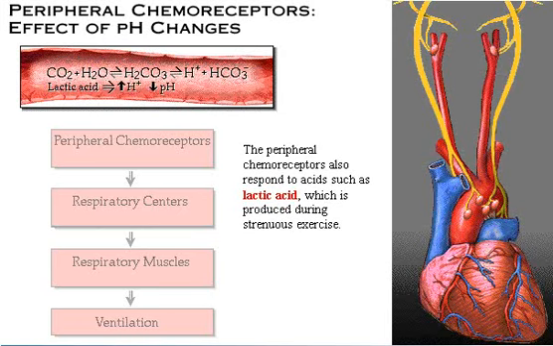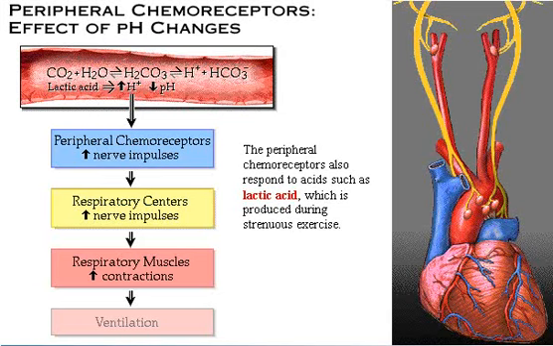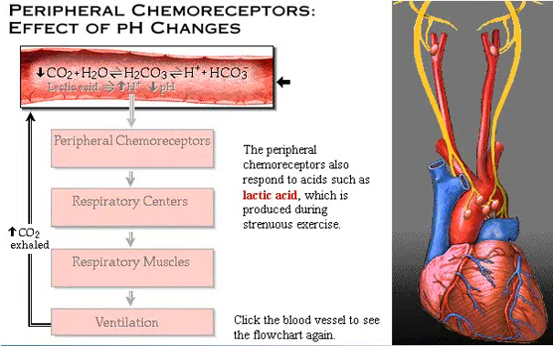As we have just seen, the decreased pH stimulates the peripheral chemoreceptors to send more nerve impulses to the respiratory centers, which stimulate the respiratory muscles to increase the breathing rate and depth. More carbon dioxide is exhaled, lowering the PCO2 in blood, driving the chemical reaction to the left, and lowering hydrogen ion levels. Click the blood vessel to see the flowchart again.